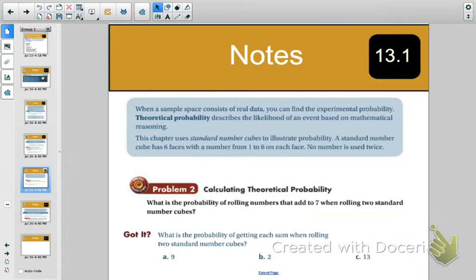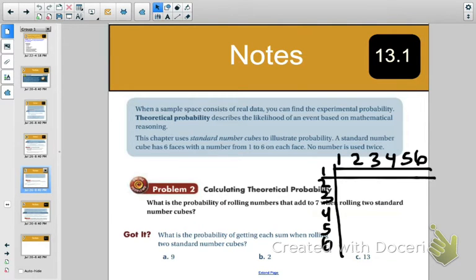When you're rolling dice, the most favorable outcome would be 7 because it has the most number of combinations. So if you look at this, we can kind of set up a chart here. I don't have a lot of room, but your first die can be 1, 2, 3, 4, 5, or 6. The second die can be 1, 2, 3, 4, 5, or 6.